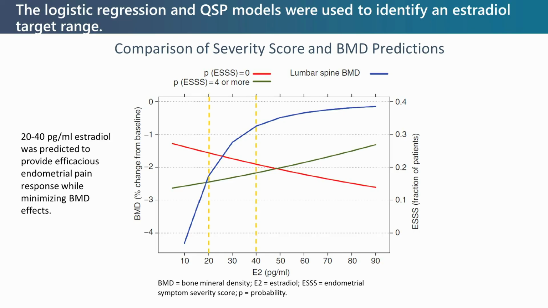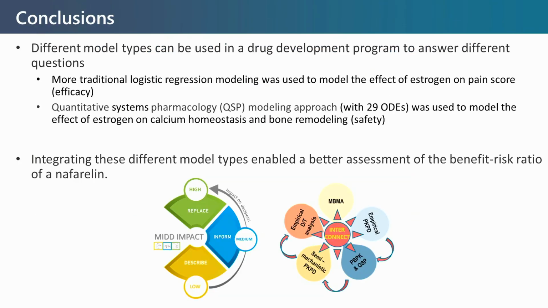The selected range of estradiol was 20 to 40 picograms per milliliter, which was deemed to provide an efficacious endometrial pain response while minimizing loss of bone mineral density. I hope I have been able to demonstrate through this case study that different model types using different sources of data can be used to answer different questions in a drug development program.